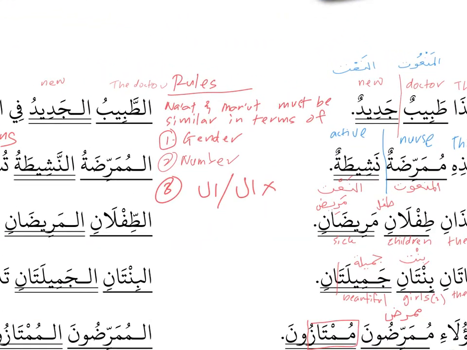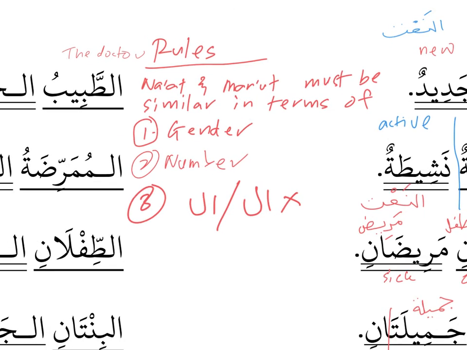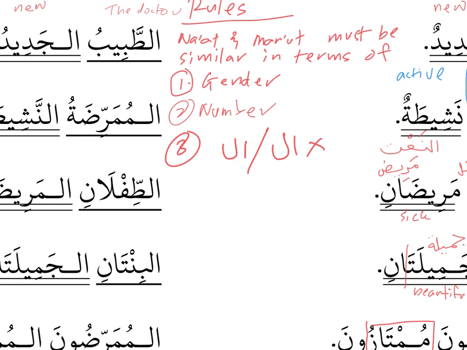And do not forget about this. Yeah, I have mentioned that these are the important things that you need to remember. Na'at and man'ut must be similar in terms of gender, muzakkar muannas, number, mufrad musanna and jama', and don't forget about the jama' ghairu aqil as well. And number three, whether it has alif lam or without the alif lam. And in other syllabus, you will see that there is another rule. But for our level, we are not going to learn this. This is a bit advanced, so we leave it for the other course.